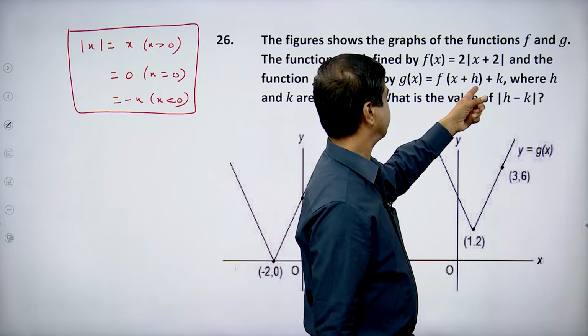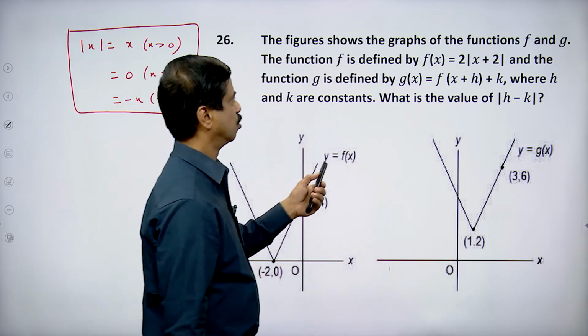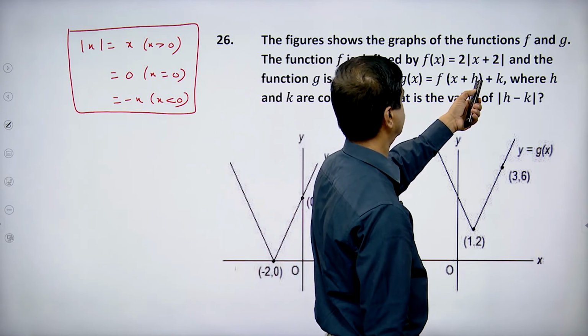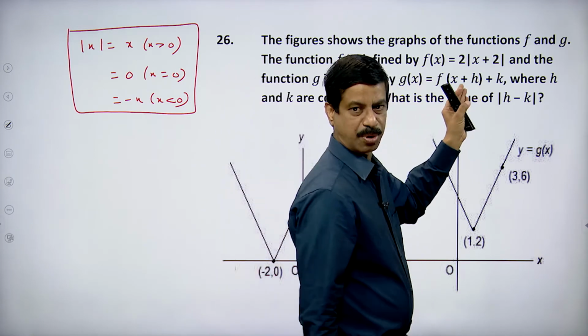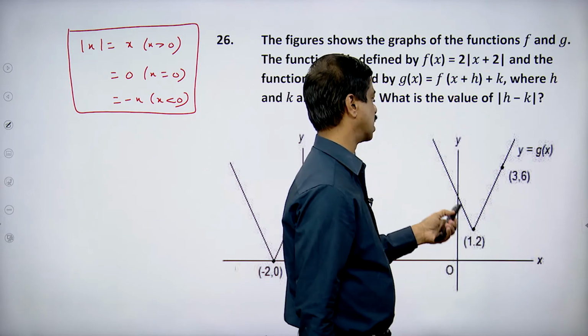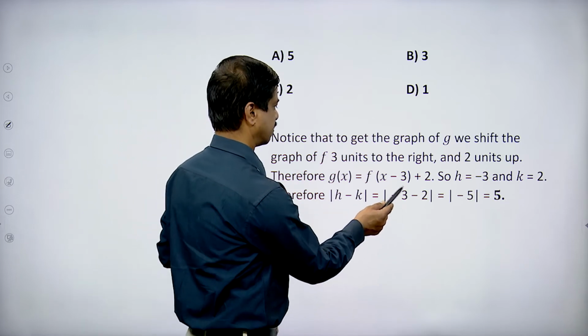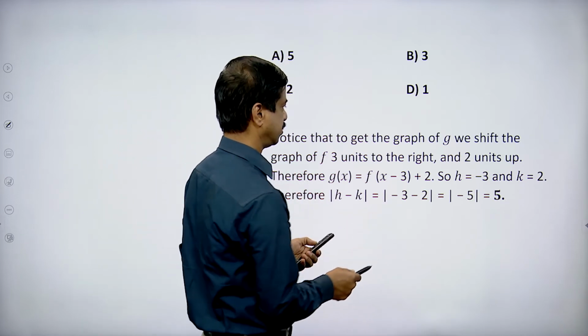Okay. F of x plus h. So, again plus h is there. When plus h is there, it should be positive. If h is positive, it moves left. If h is negative, it moves right. So, that is what we should look at. Therefore, as we have stated, h is minus 3.